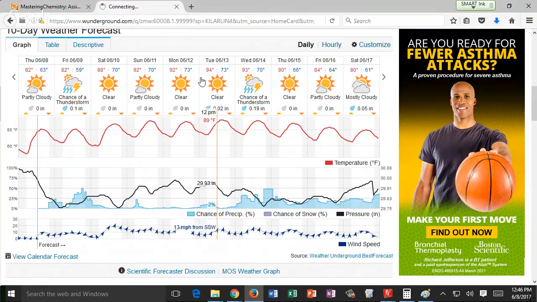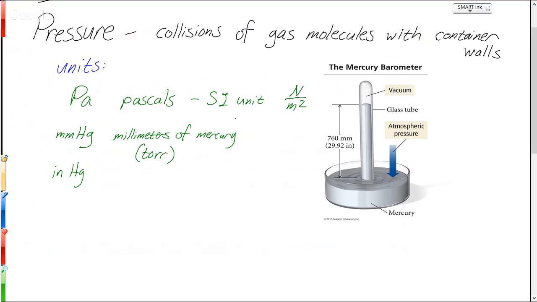Wow, 90s next week. Oh, yay. Ugh. Oh well. Anyway, so that's some other measurements of pressure.